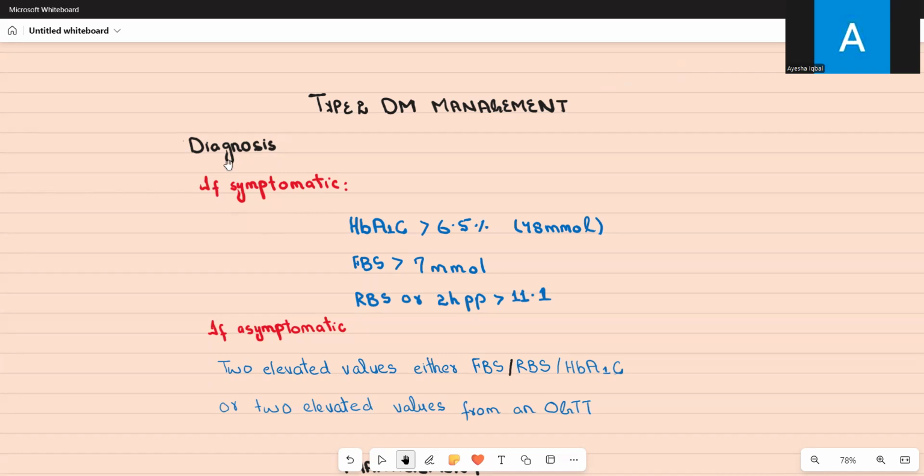If you get a symptomatic patient who is coming in with polyuria, polydipsia, polyphagia, weight loss, or complication of diabetes mellitus, then if their HbA1c is more than 6.5%, or in millimoles equal to 48 millimoles, or their fasting blood sugar is more than 7 millimole, or their random blood sugar is more than 11.1, then they are a confirmed case of type 2 diabetes mellitus. So if either of these values is positive and the patient is symptomatic, then you can diagnose them as having diabetes mellitus. You don't need a repeat blood test in case of symptomatic patients.